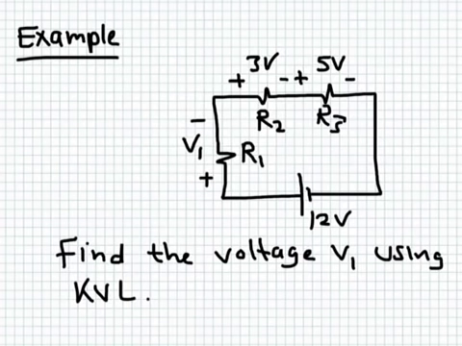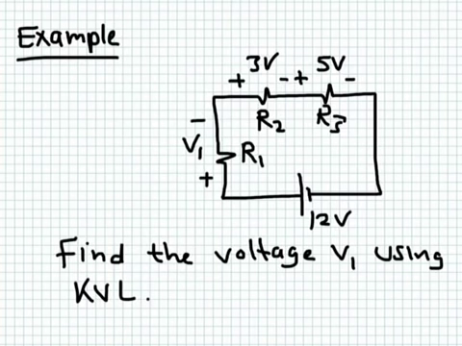Okay, let's consider a number of simple examples. This is a circuit here. We have 3 resistors and 1 source. We would like to determine the voltage V1 using KVL. Of course, we can apply KVL in the counterclockwise direction or the clockwise direction, or we can divide them into sources and so on.